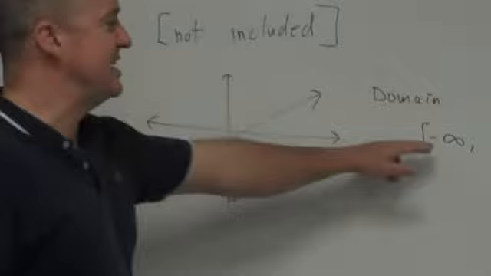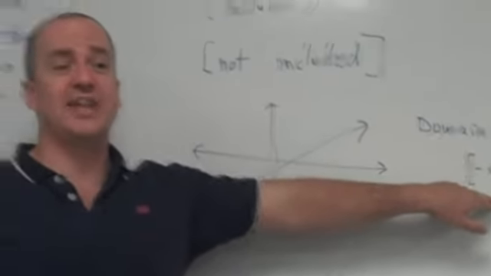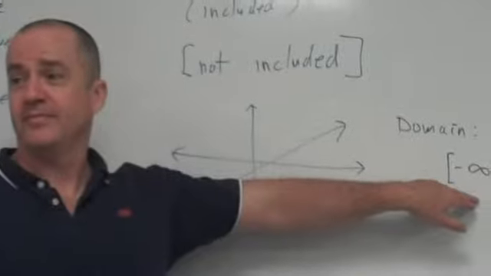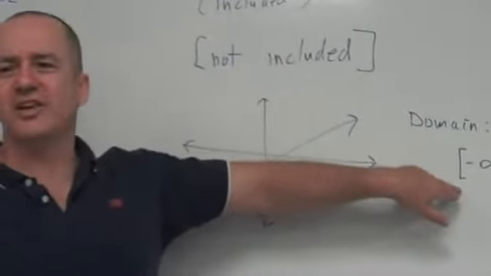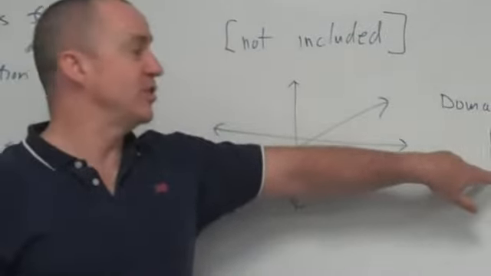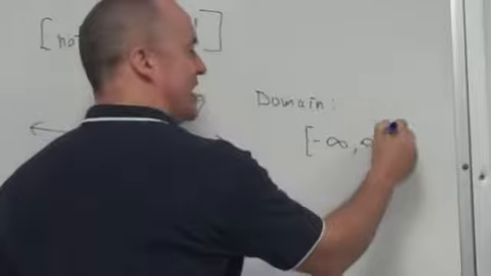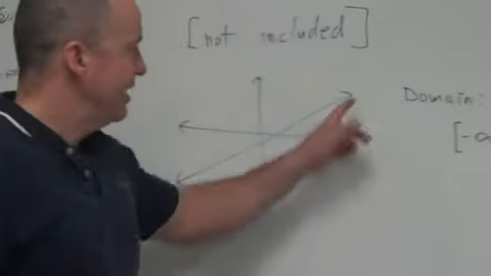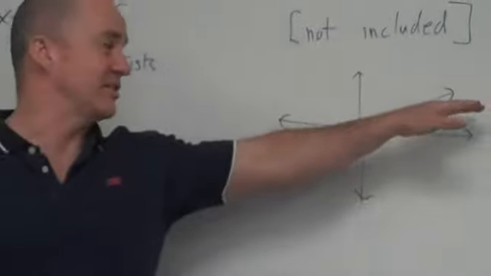So I say this starts at negative infinity. Here's what negative infinity means: as far to the left as I can imagine. You don't include infinity because it's not a real number, so you have to use the bracket. I think this line goes as far to the right as I can imagine, so I write to positive infinity. That's our basic definition of infinity this year.